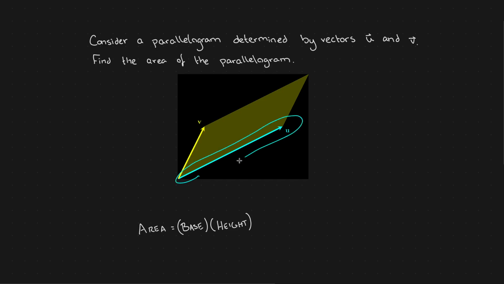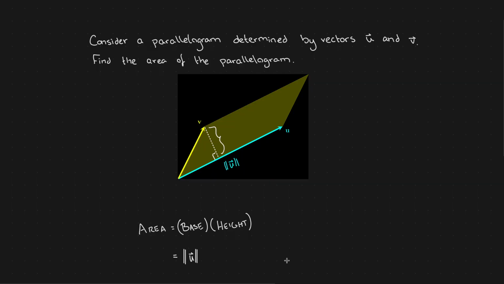So the length of this side is the length of u. So the norm of u is going to give me my base. Now to find the height, we want to be careful here. We want to measure the orthogonal distance. That is the distance that we would get if we go directly up, perpendicular to vector u, up to the top edge of the parallelogram. Okay, so this is meet vector u at a right angle. So this is going to be our height.